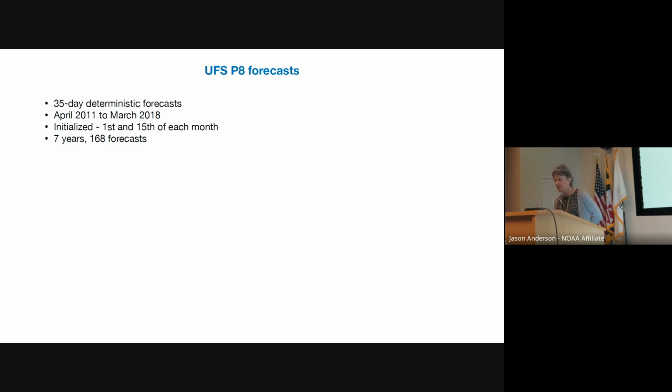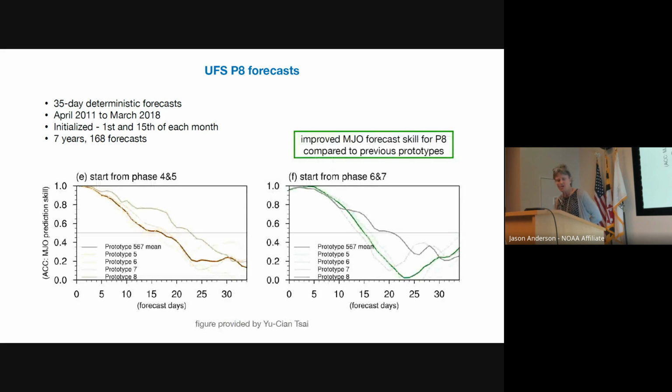And as I mentioned previously, these westerly wind bursts are often associated with the MJO. And I just wanted to point out that the P8 shown in these curves to the right tends to have improved MJO forecast skill compared to earlier prototypes of this model. So this gives us some confidence that the model should at least be able to predict the westerly wind events that drive these ocean responses.